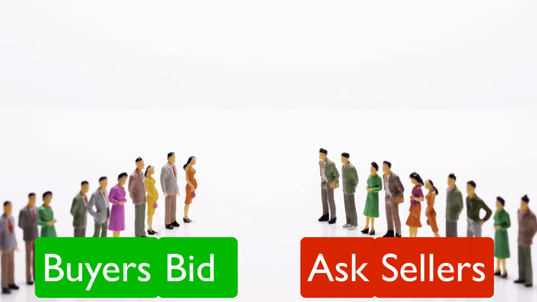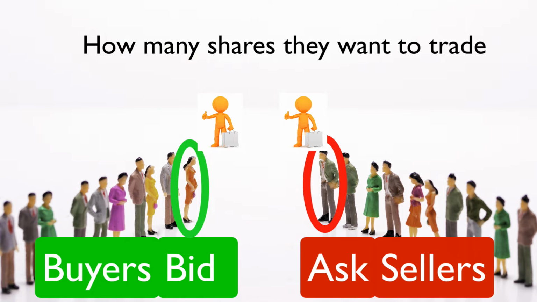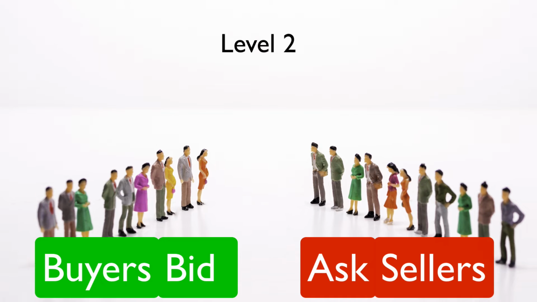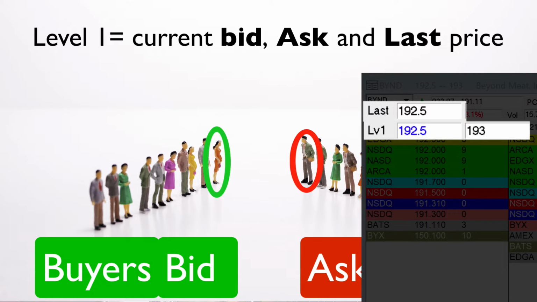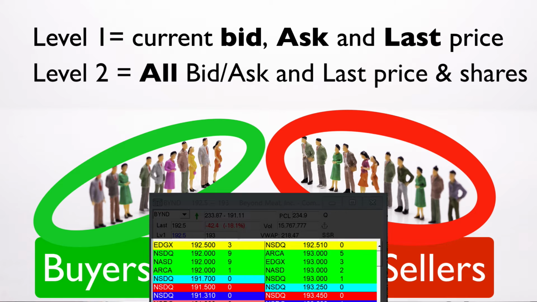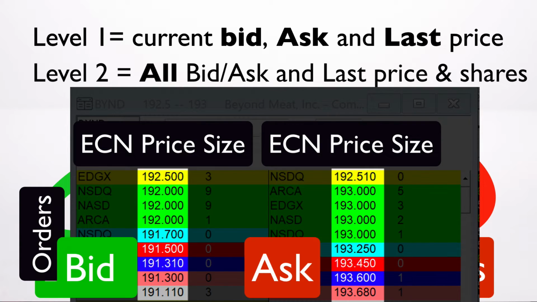The other thing that the buyer and seller have to tell their broker is how many shares they want to trade. This is sometimes shown on level 1, but will almost always be shown on level 2. Level 2 is the bigger picture of level 1. Level 1 only shows the front person of each line, whereas level 2 shows the top few people of each line with their position size and bid or ask price.